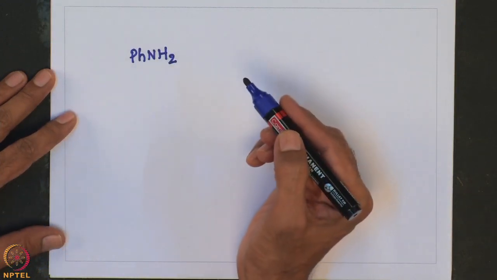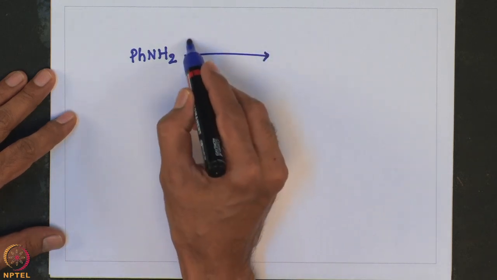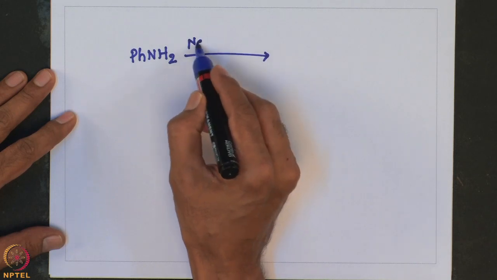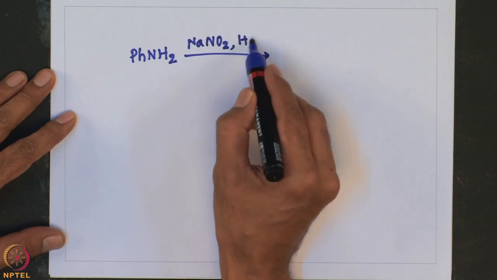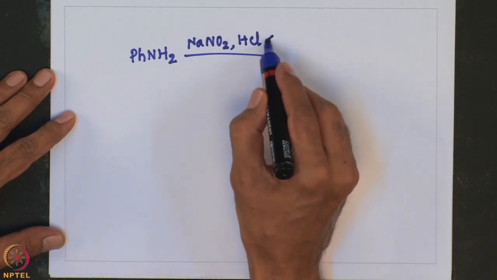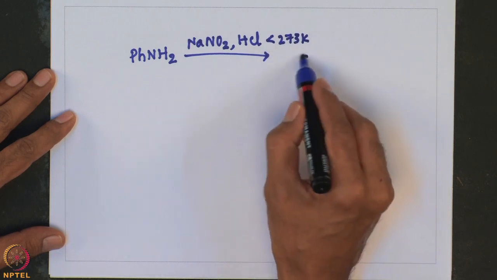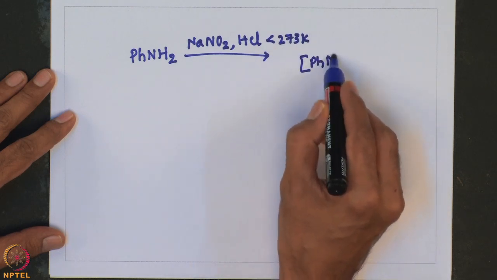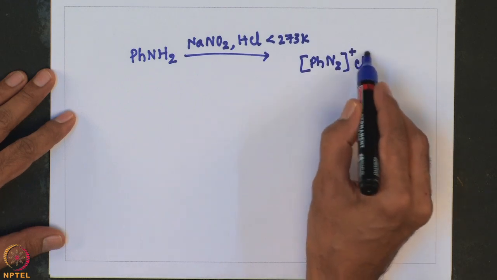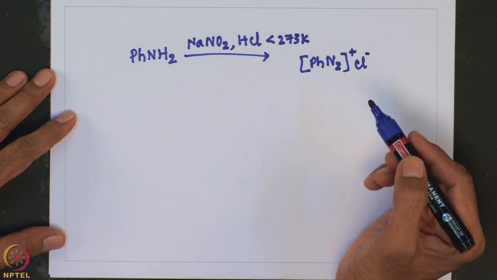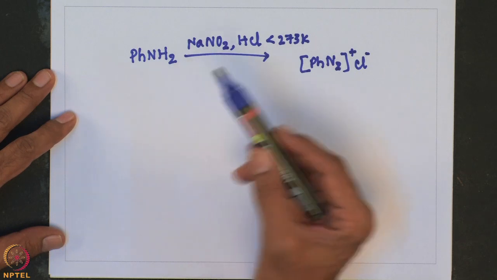For example, aniline, when it is treated with sodium nitrite with HCl at less than 273 Kelvin, it forms the diazonium salt. So, this is where the utility of sodium nitrite comes into the picture.